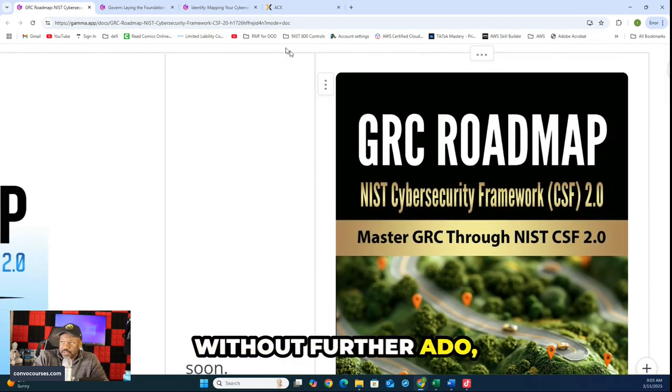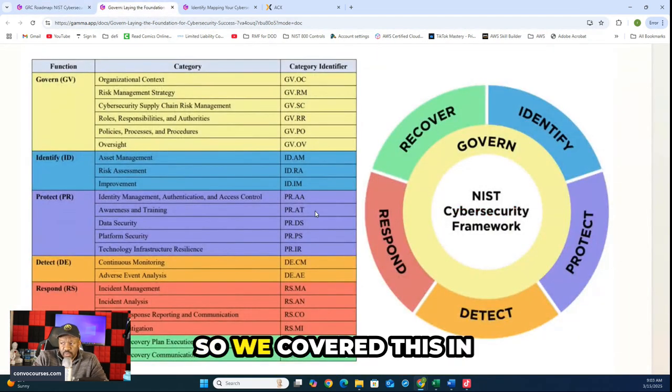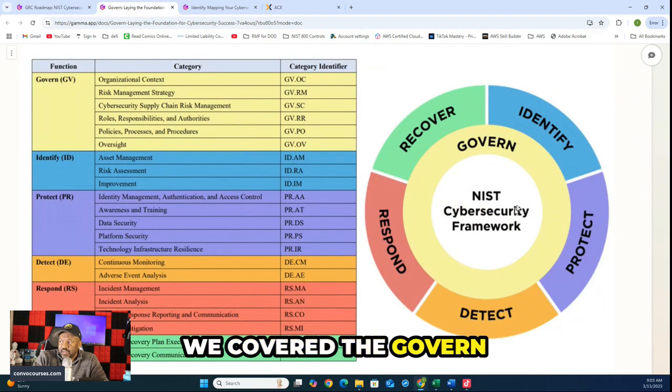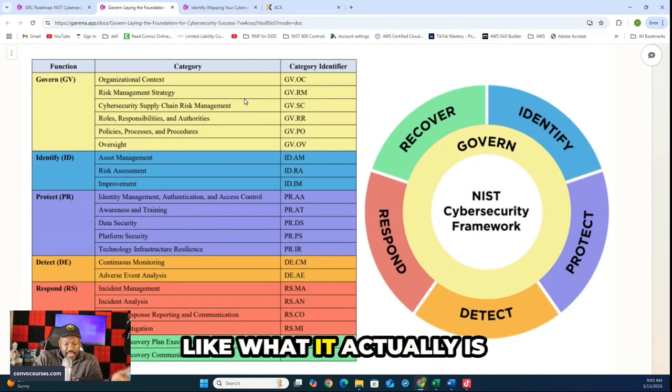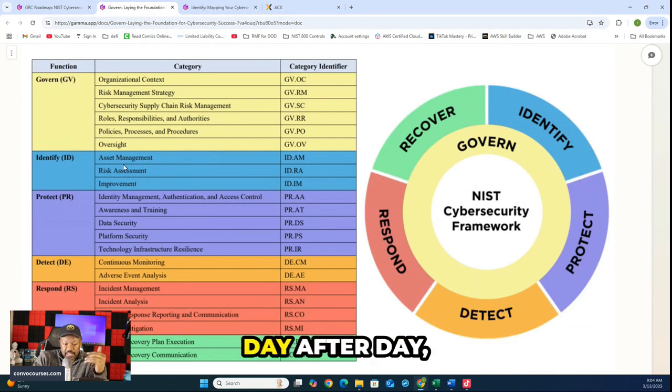Let's, without further ado, just get into this. So we covered this last week. We covered the govern function. We went over a broad base of what it actually is doing. So now what we've been doing is going function by function, day after day, week after week. So let's get into the identify function.